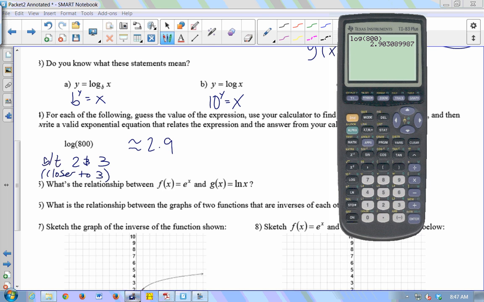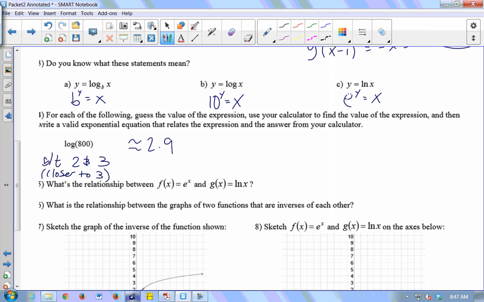And then I want to write this as an exponential equation. Log of 800 is approximately 2.9. How would I rewrite that as an exponential equation? Yeah, that says 10 to 2.9 is approximately 800. What is the relationship between e to the x and ln x? They're inverses. They undo each other.